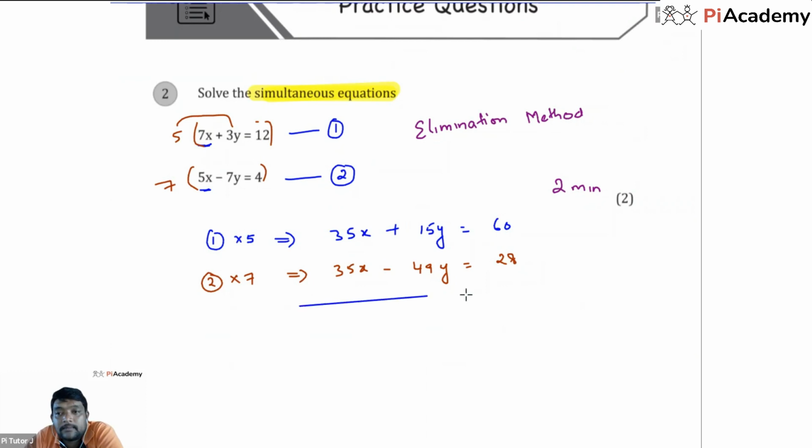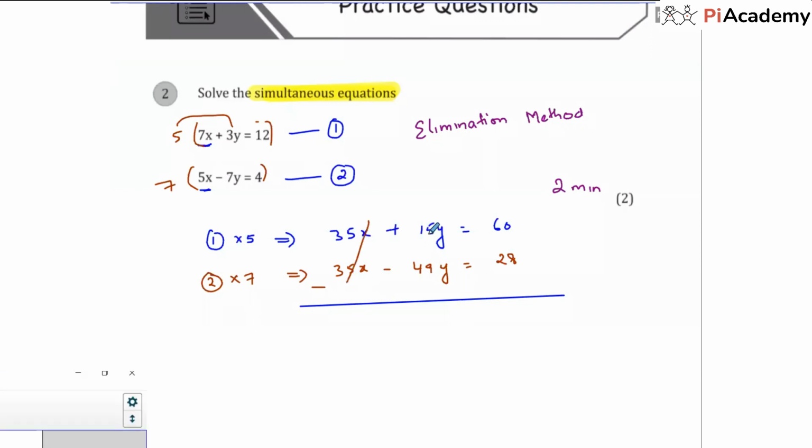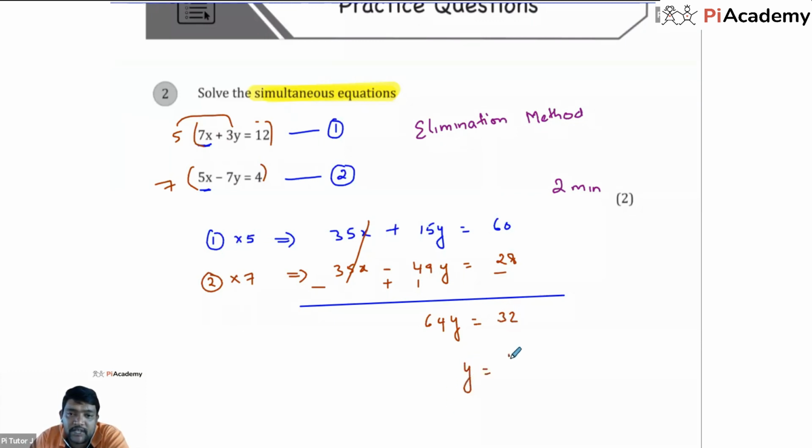Now what you do is subtract both the equations, because I want to eliminate x here. 35x minus 35x is 0, so that's gone. 15y plus 49y, because minus of minus becomes plus. So 15y plus 49y is 64y, equal to 60 minus 28, which is 32. So y is equal to 32 over 64, which is 1 over 2.